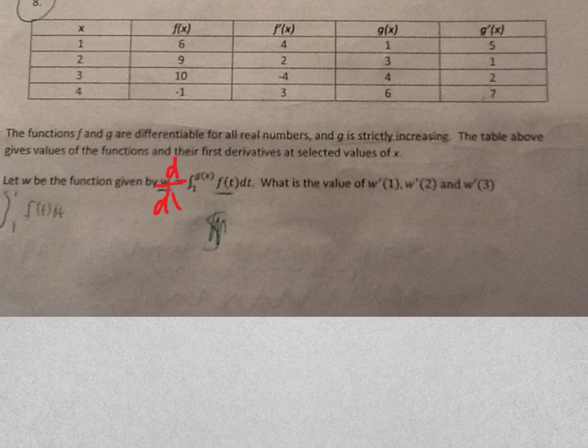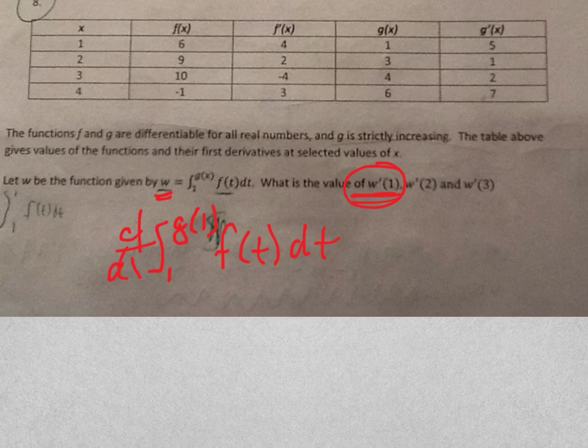So hopefully that made sense. Go back and review the videos on the fundamental theorem of calculus or your notes. But here's what this means. When I'm trying to find the derivative of w at 1, what I'm going to do is plug in g of 1 for the upper bound of the integral of f of t dt. If I'm taking the derivative of that, d/dx, that gives me f of g of 1 times g prime of 1. So all I need to do is calculate all of this stuff.